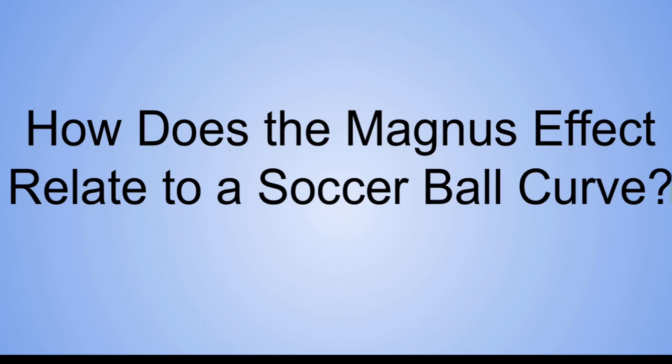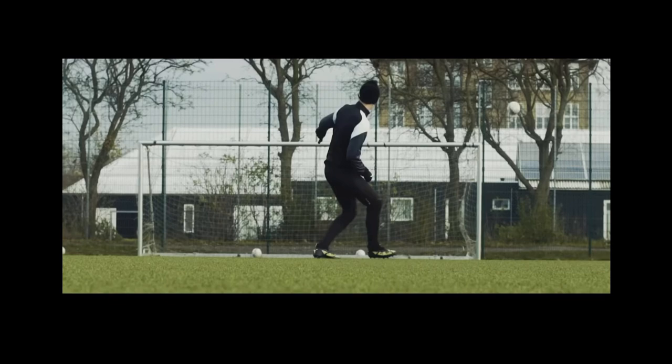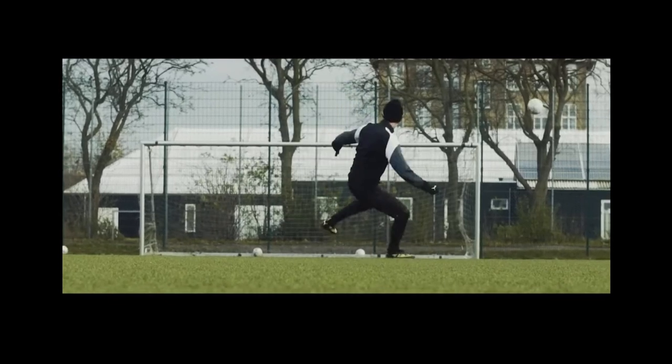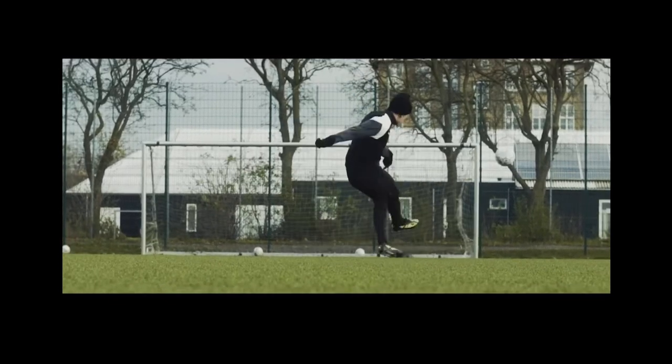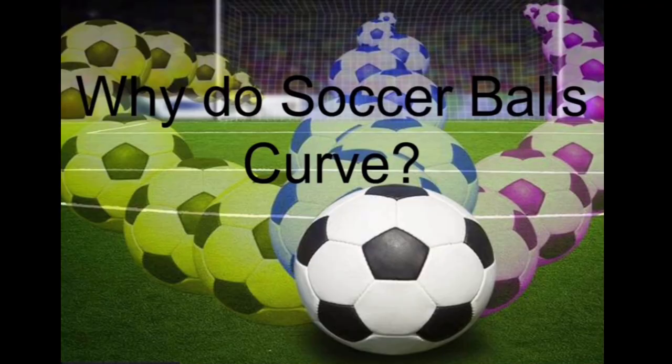For example, there is somebody kicking a soccer ball. When he kicks the ball, he puts spin into the ball, which causes the ball to curve. That curve causes the ball to veer towards the goal. So to answer the question from the very beginning, why do soccer balls curve? They curve due to a spin caused by Magnus force.